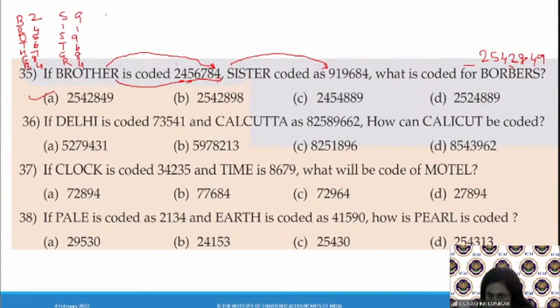So, for B, O, R, B, E, R, S, B is how much? 2. O is how much? 5. Okay, and so on. So from here I can find out. So now let us go to the next sum. So similarly, you will be able to do these sums.